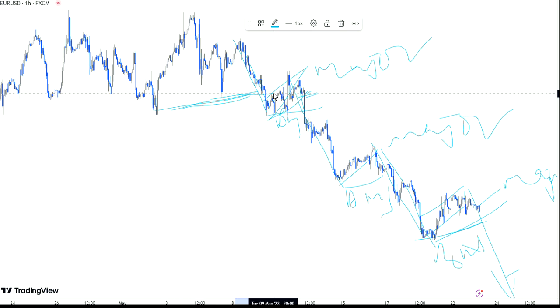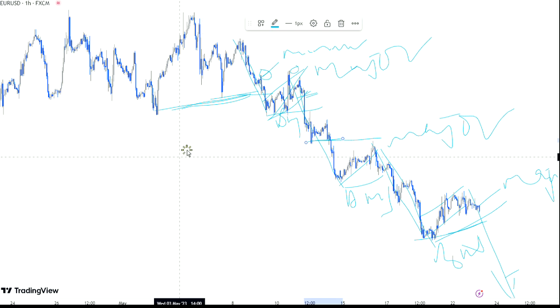After this breakout here, we were having a retracement until this point here, and we were having an internal formation here, that is the minor retest, a minor retracement inside here, and at this point here we were having what we call an overthrow. That is why after this retracement we were approaching this point here as our entry.